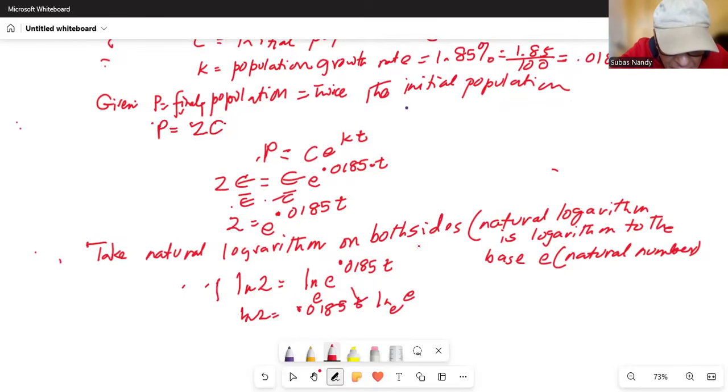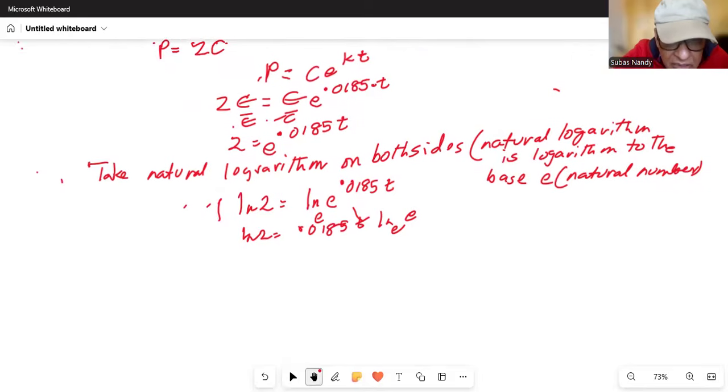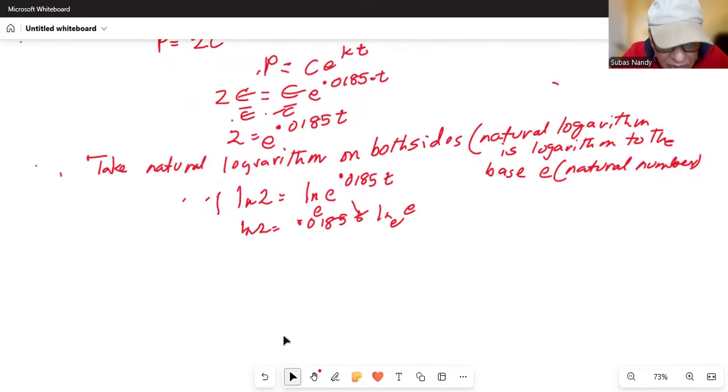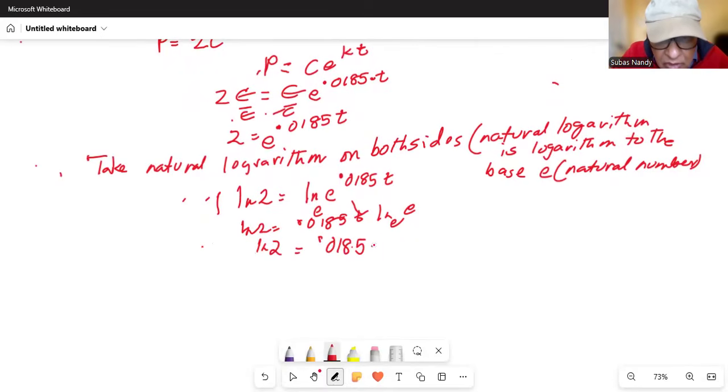So, further simplification leads to, we'll create some space, ln of 2, sorry, ln of 2 is equal to 0.0185 times t, because this one is equal to 1. Logarithm of a number to the same base is 1.